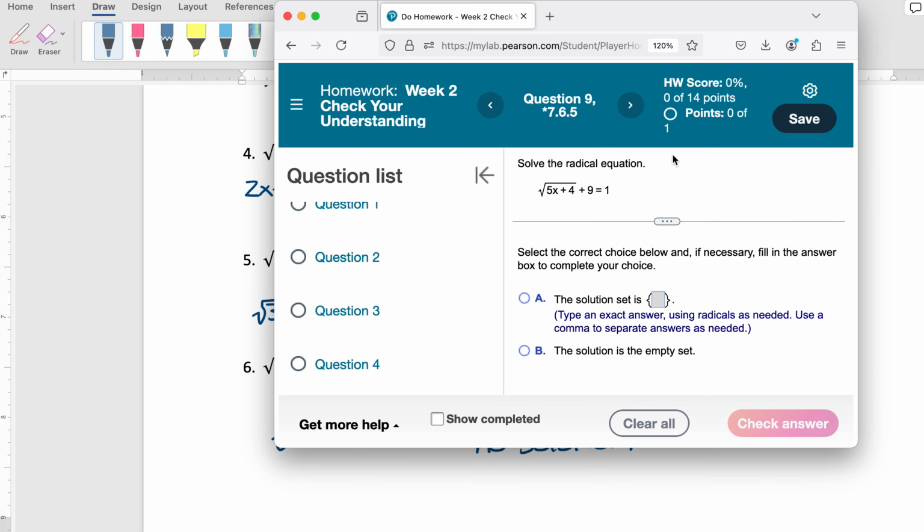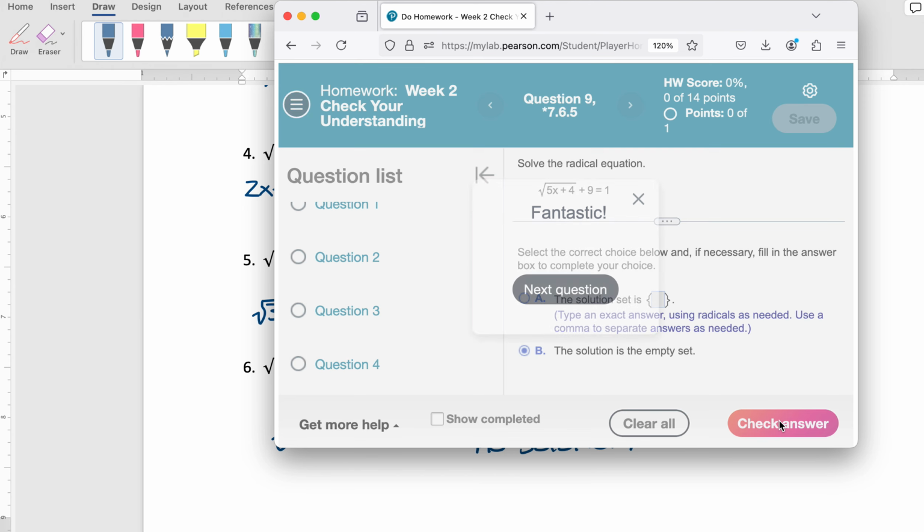So in the homework, it's going to look like this. We have our equation here where when I subtract 9 from both sides, I'm going to get negative 8 equal to the square root. So what I'm going to select is B. The solution is the empty set. And that's going to be my answer for that question.